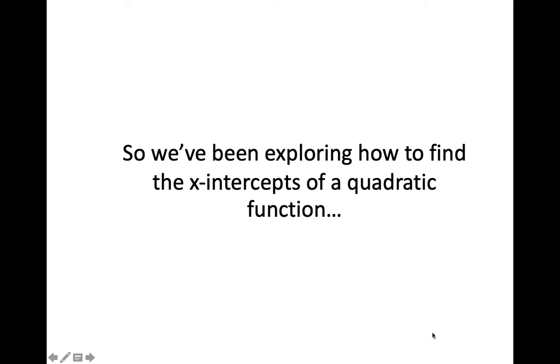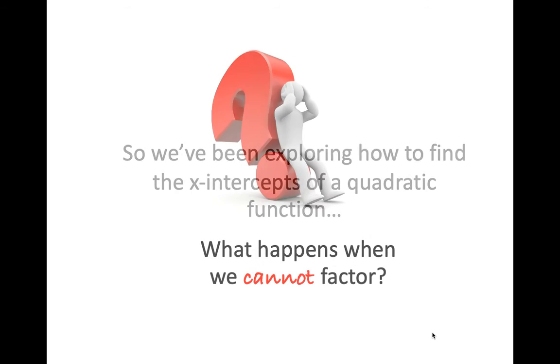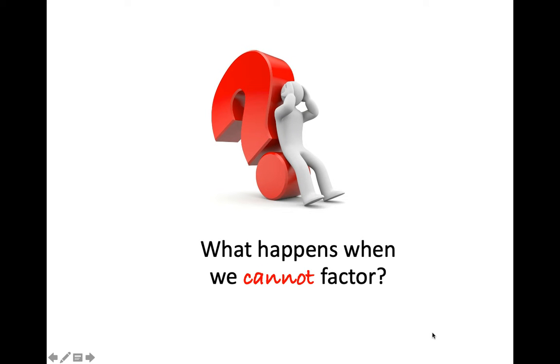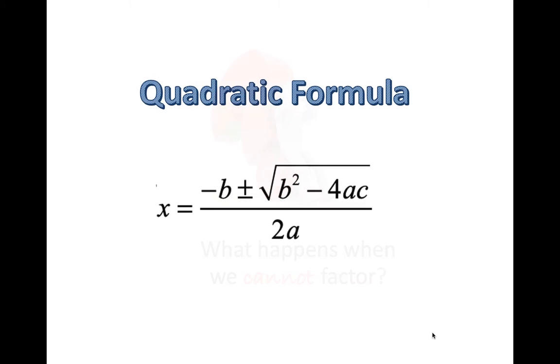So we've been exploring how to find the x-intercepts of a quadratic function. We started with graphing. We took a look at factoring. We learned how we could use the process of completing the square. And today we're going to be taking a look at something that's familiar to you, actually, because you know when you cannot factor that you can go to the quadratic formula. We learned about this one. And remember, we learned it as a song so that it would help you remember to memorize it. And I think most of you have it quite well memorized as a result.